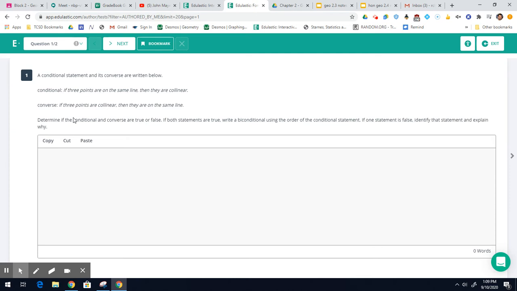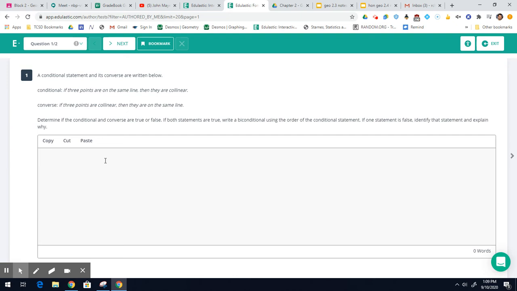Okay, so problem one, it says a conditional statement and its converse are written below. The conditional, if 3 points are on the same line, then they are collinear. Converse, if 3 points are collinear, then they are on the same line. Determine if the conditional and converse are true or false. If both statements are true, write a biconditional using the order of the conditional statements. If one statement is false, identify the statement and explain why.